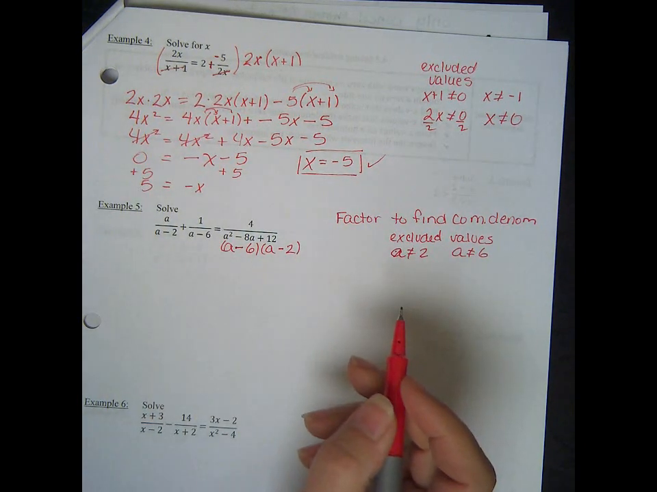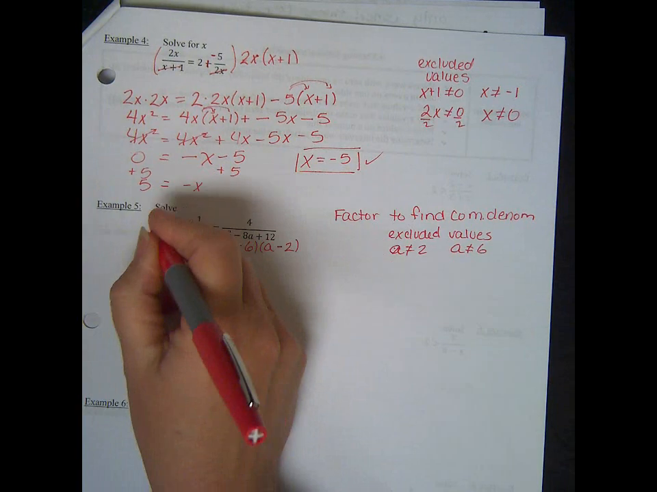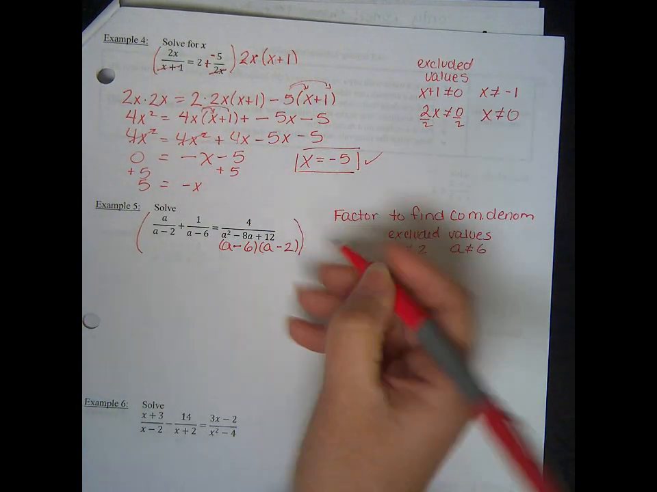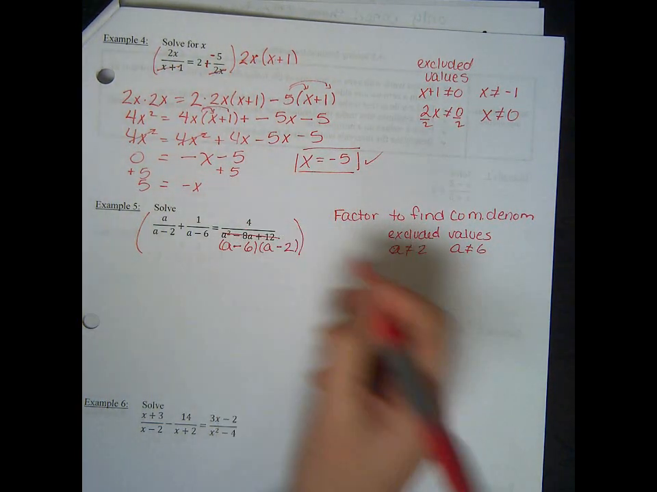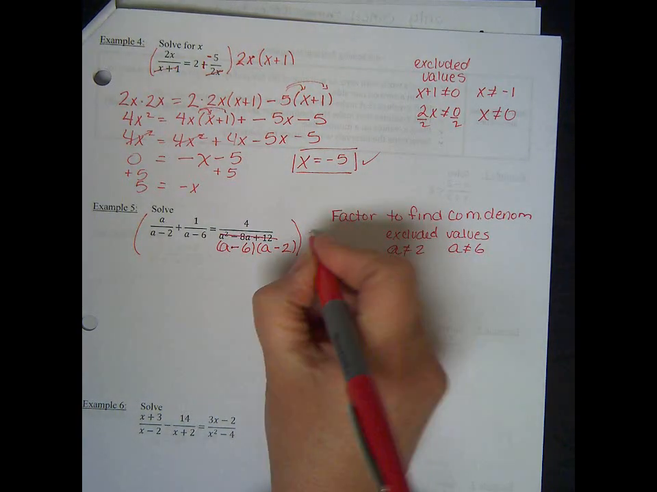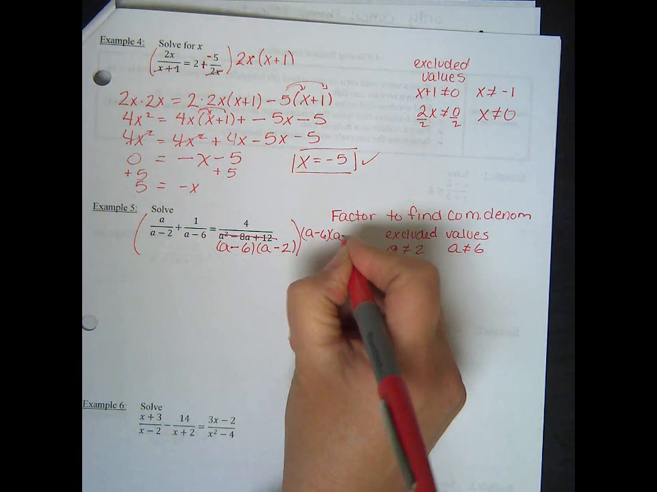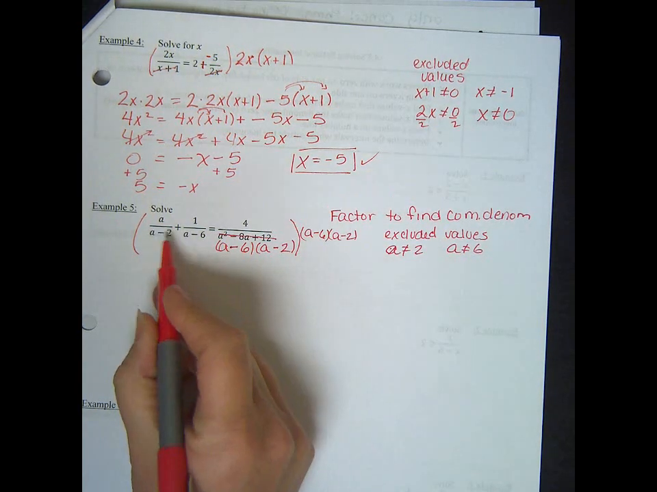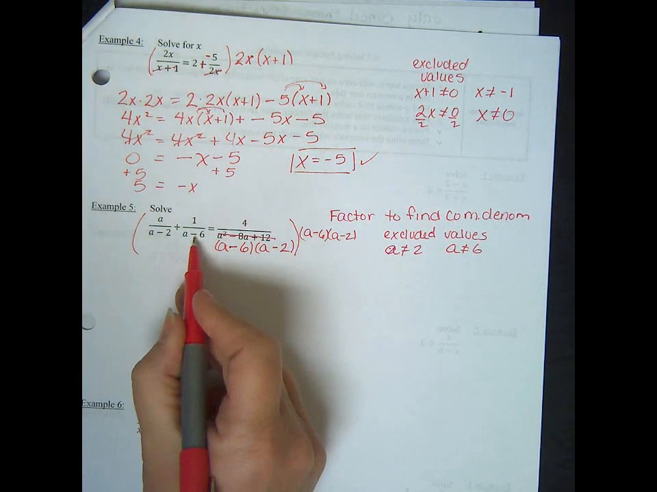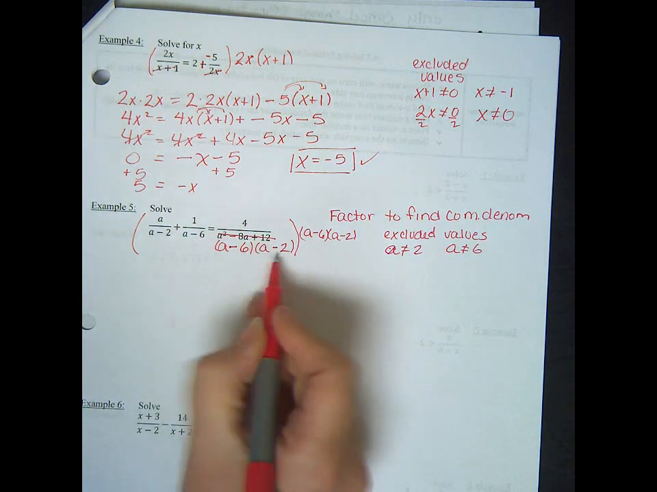So when we're multiplying to get rid of all of the fractions, I'm just going to think of this as the common denominator. So I'm going to multiply everything by the common denominator, A minus 6, A minus 2. Because A minus 2 is represented for this one, A minus 6 is represented for this one, and of course we need both of them for this one.